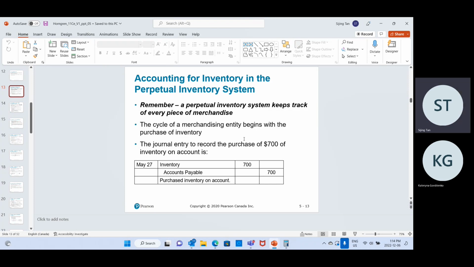Now, we have a journal entry to record a purchase of $700 of inventory on account. With debit inventory, credit accounts payable, right? That's a purchase of inventory on account.